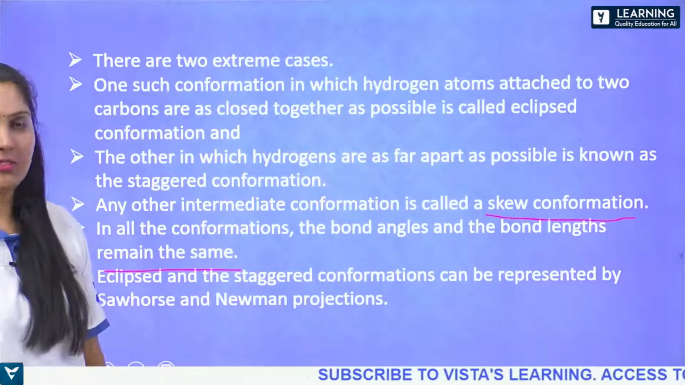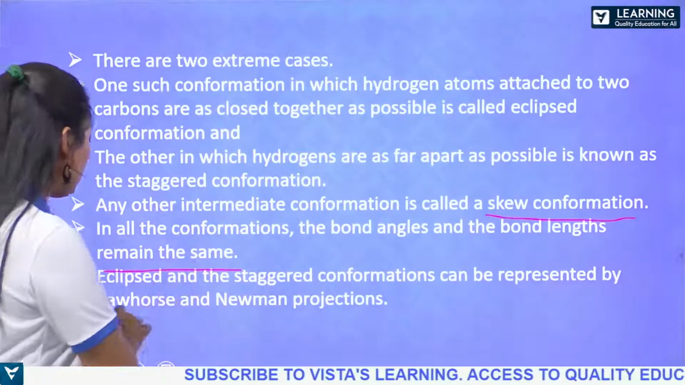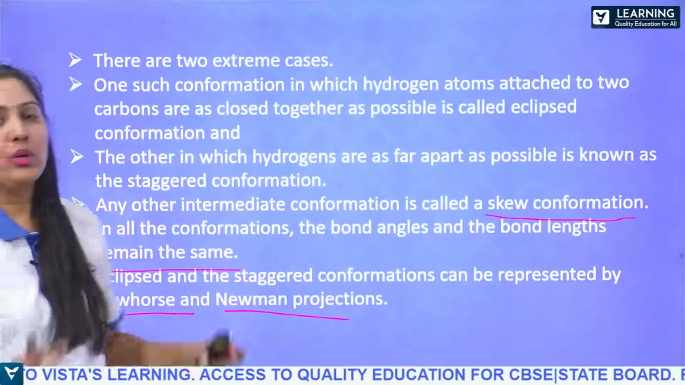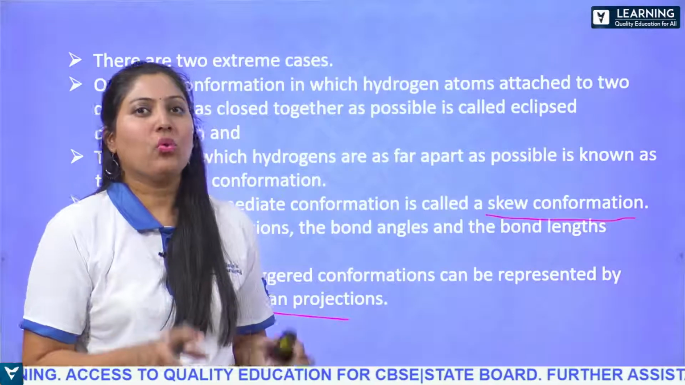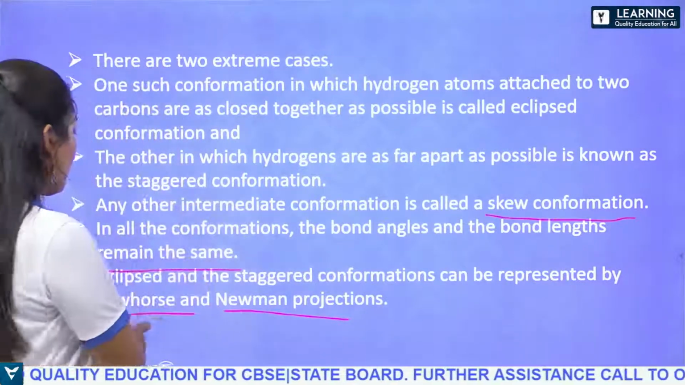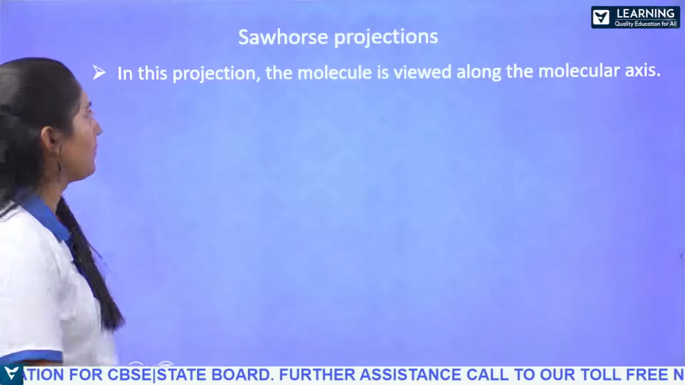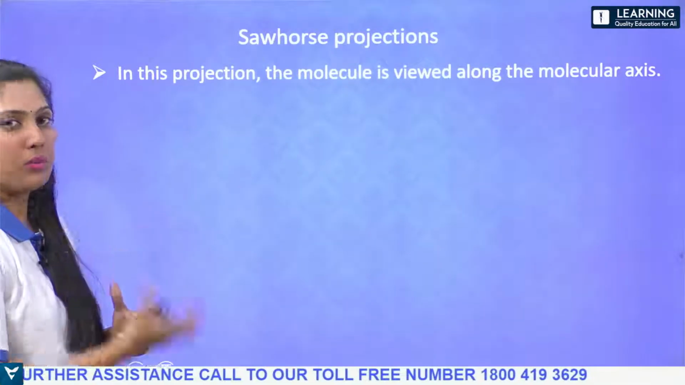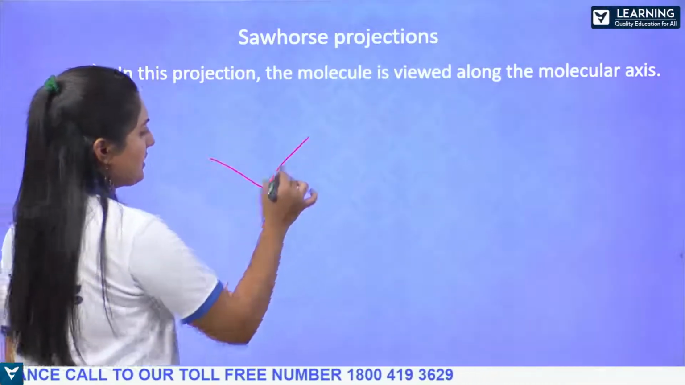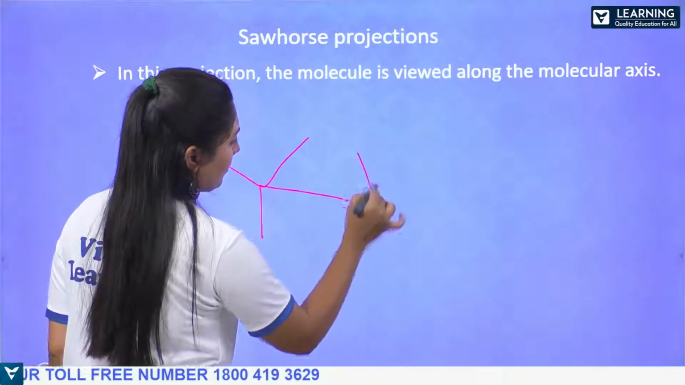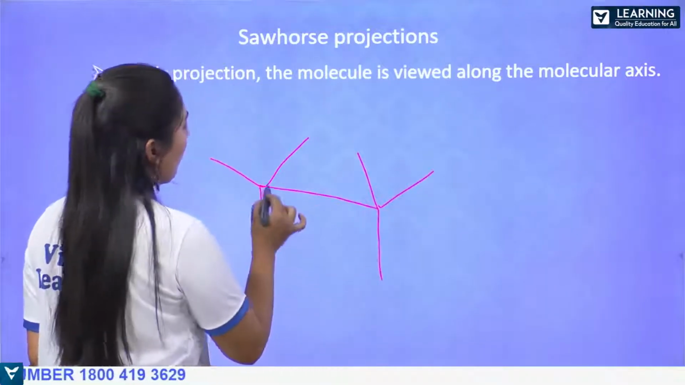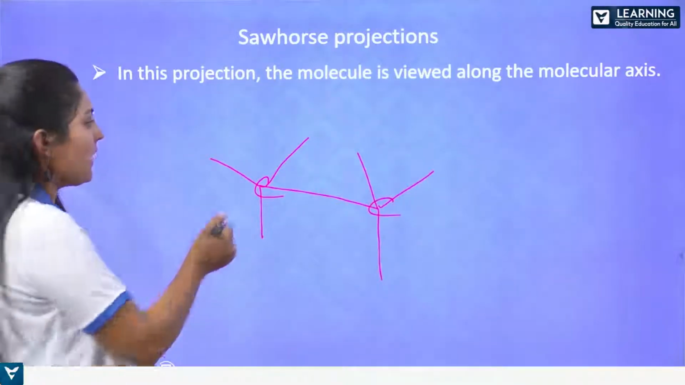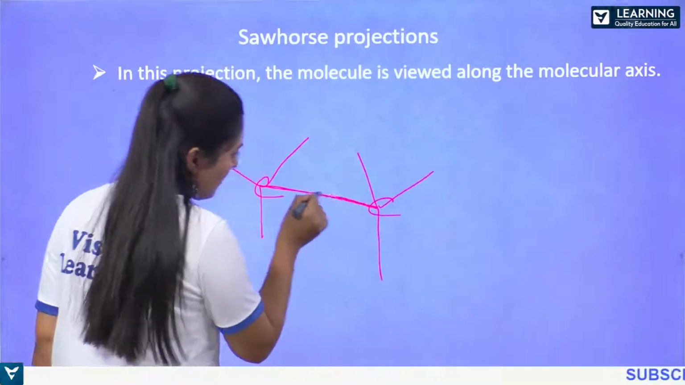Eclipsed and staggered conformations are represented by Sawhorse and Newman projections. To project these two, we have two types, Sawhorse and Newman. So the first one is Sawhorse. How do we project that? If it is like this, we have one carbon atom and another carbon atom, and we link this bond slightly slanted like this, right?